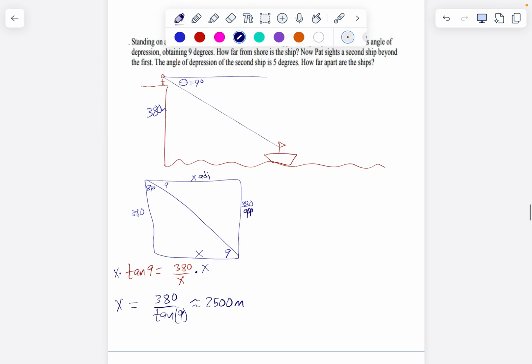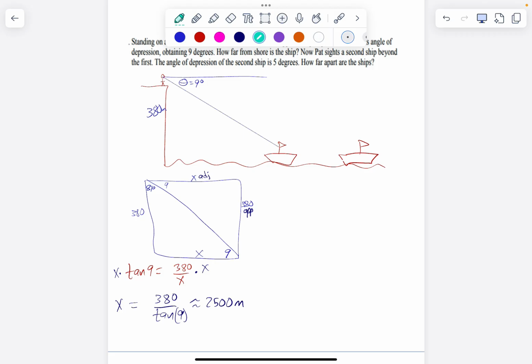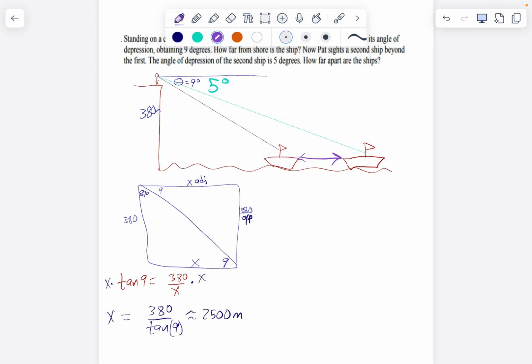Okay, second ship is beyond the first. So here comes that ship. And again, we're measuring not with the vertical, but with the horizontal. So now he's looking out there at that farther ship. Do you see how the angle is less with the horizontal? So that is now 5 degrees. And it wants us to find the distance between the two ships. So I'm going to call that D for distance.